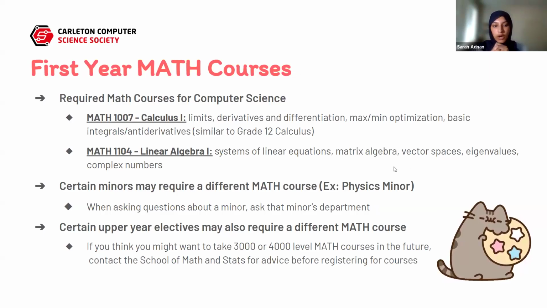However, certain minors may require a different math course, for example, a physics minor. But when asking about a minor, you should ask that minor's department, and certain upper year electives may also require a different math course.